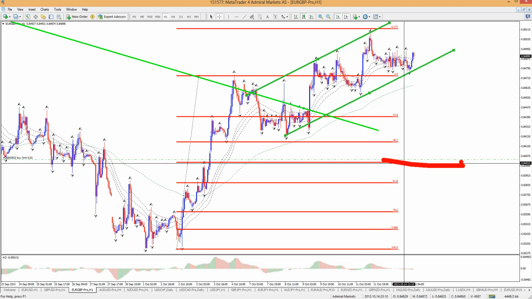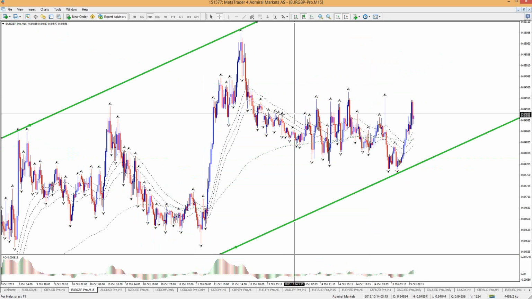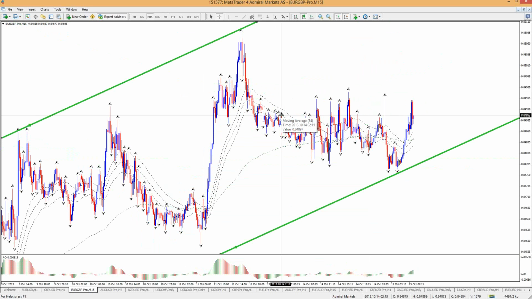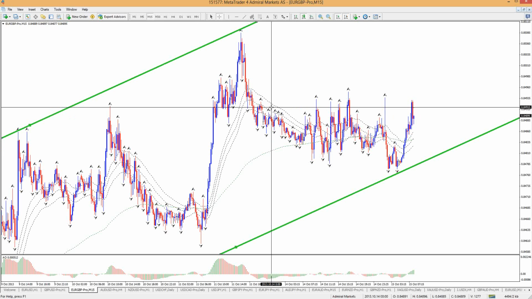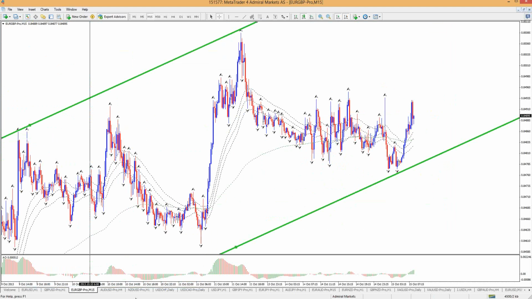So I still have the entry order here, and if it does break here, it could be a reversal trade. Let's take a look at the 50-minute chart. It's quite choppy. I don't know. Let's wait for that to happen. Let's move on to something else.